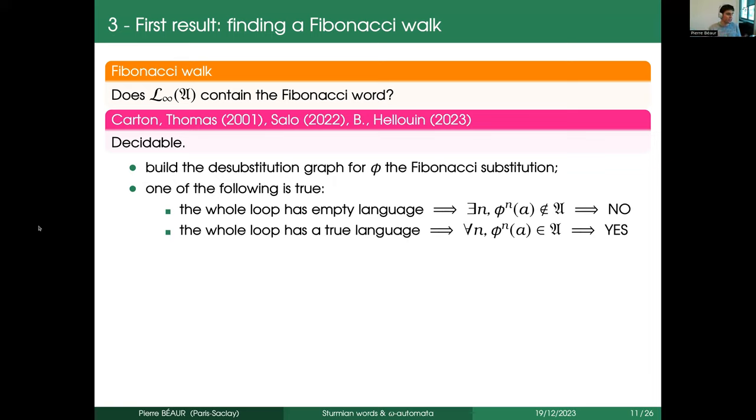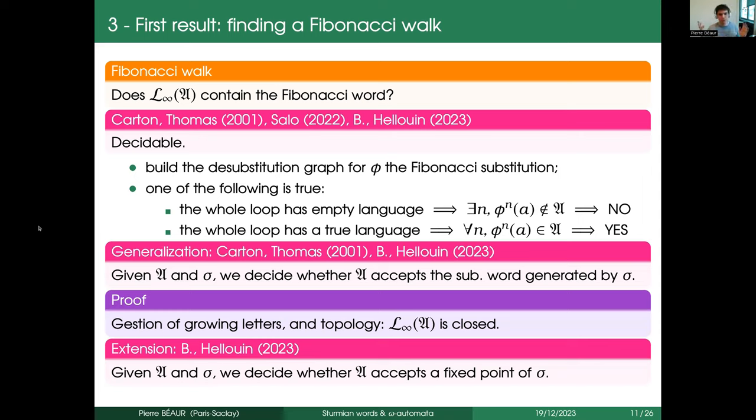First case, every omega automaton in the loop has an empty language. So it means that my beginning automaton did not accept arbitrarily large images of pi in its language. That means that the original automaton refuses the Fibonacci word. Otherwise, either everyone is empty or everyone is non-empty. And if everyone is non-empty, then it means that I can desubstitute infinitely, and thus I accept the Fibonacci word. So here I gave ideas, but in fact, if you want to have a proper proof, you need to use topology.